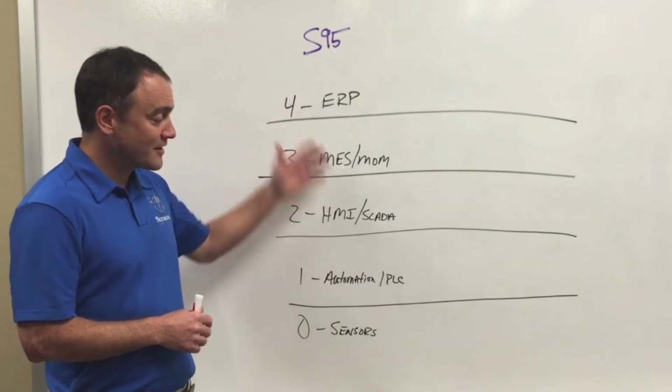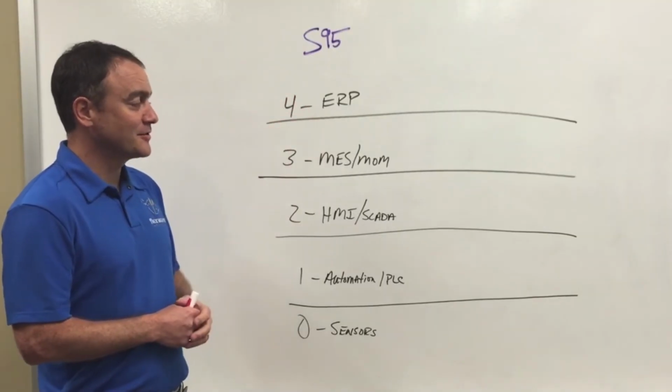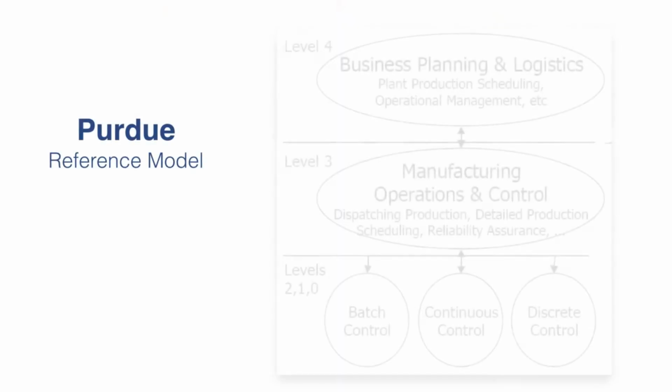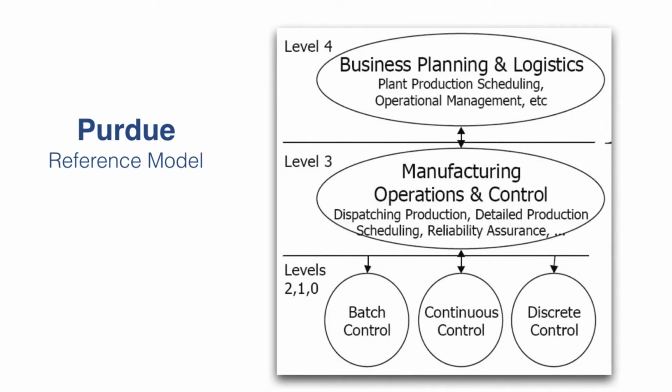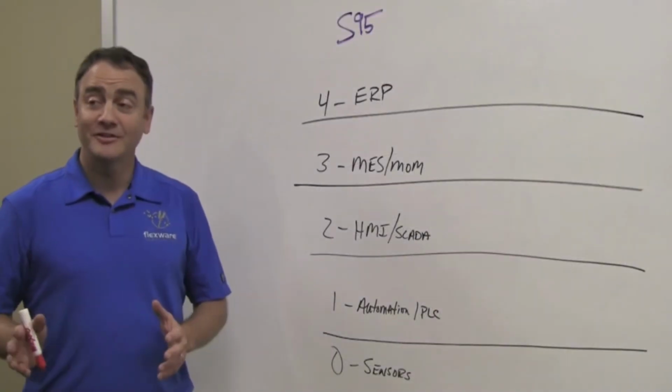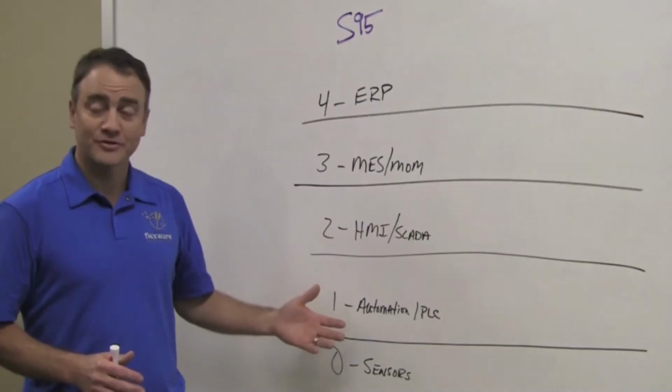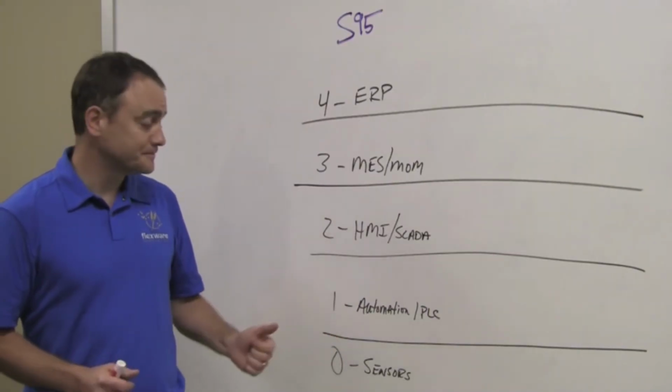So this is a hierarchy diagram invented by Dr. Theodore Williams from Purdue University. It was originally called the Purdue Reference Model, and now it has been adopted by an international standards body called ISA, and it's called the S95 model. In this model, there are 5 levels to describe how systems hook up to each other.